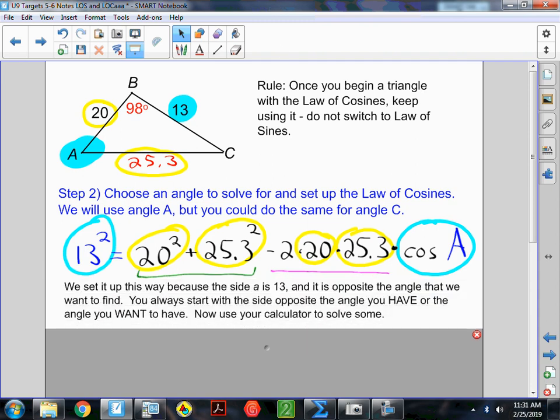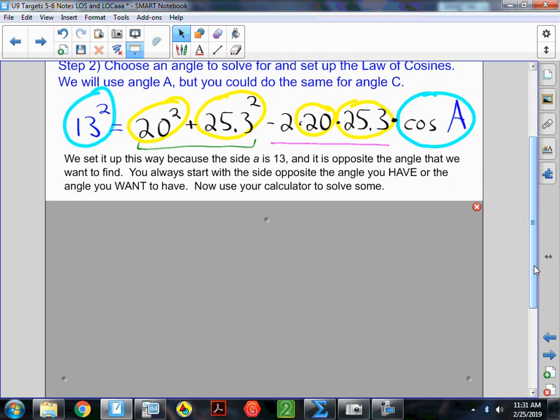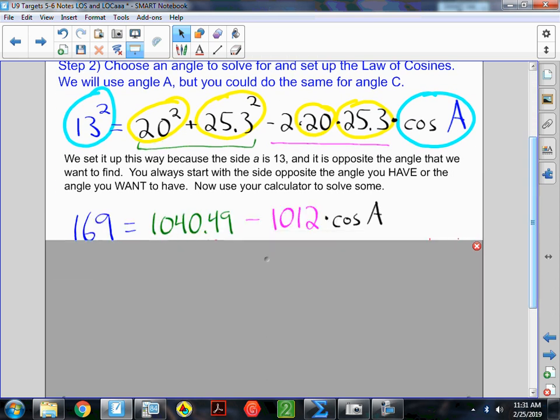Okay, I also made a little note. We set it up this way because the side A is 13, and it's opposite the angle we want to find. Reminder, you always start with the side opposite the angle you have or the angle you want to have. So we want to have cosine A, we want to have angle A, so we start with side A.